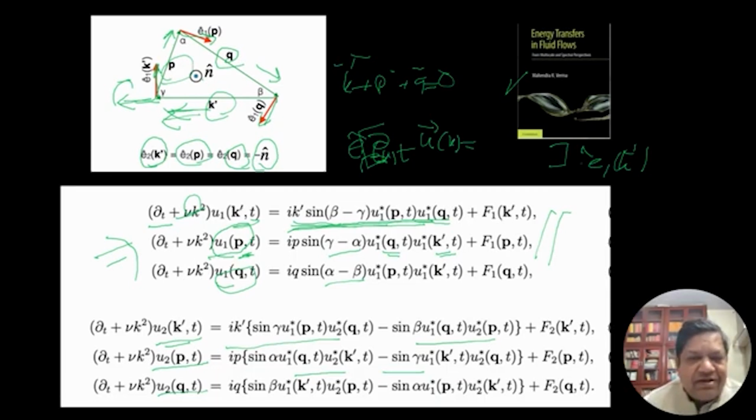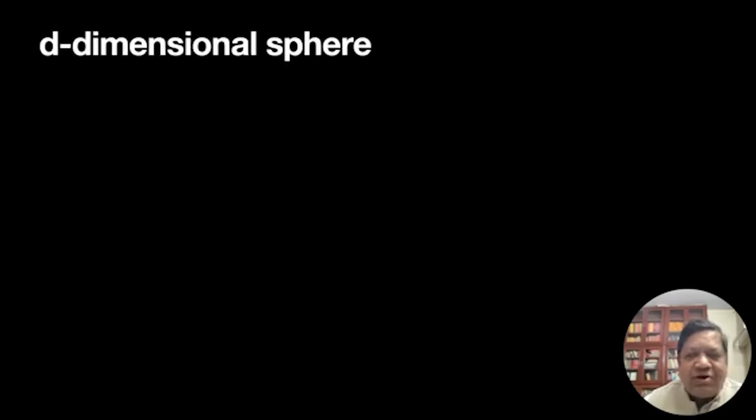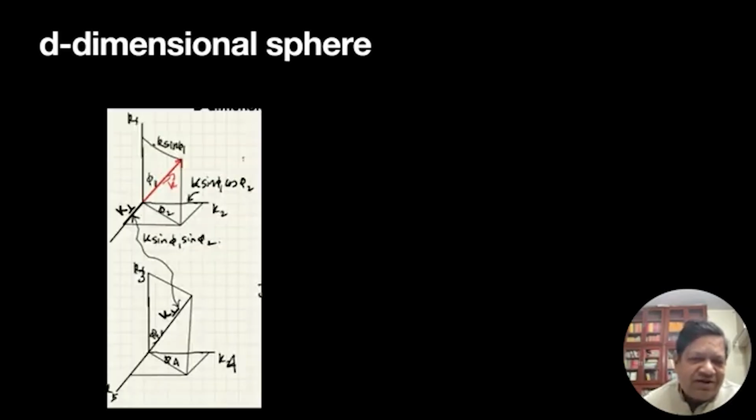Okay, now let's go further. So what about d dimensions? This is for 2D and 3D, right? In 3D we have U1 and U2. So for 4 dimensions, how do I visualize 4 dimensions or 5 dimensions? Let's look at it slightly carefully.